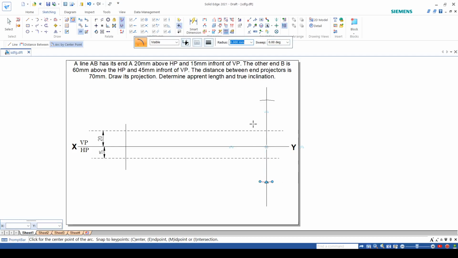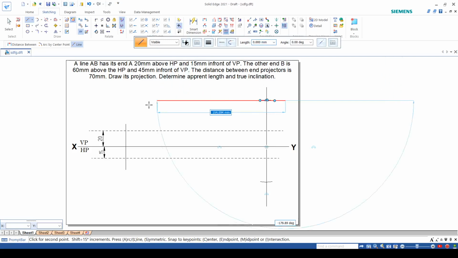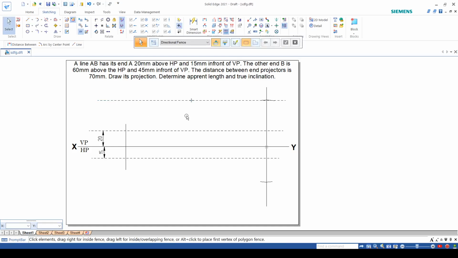Now we create a straight line. This was the 60 mm, this was the 45 mm, so we again create a straight line. In copy you would just take 90 degrees, which you can do with the protractor.